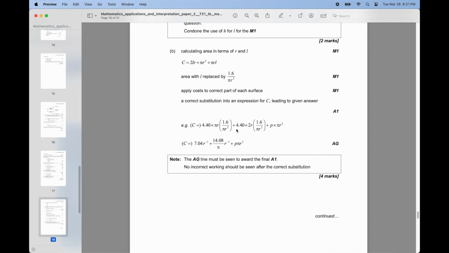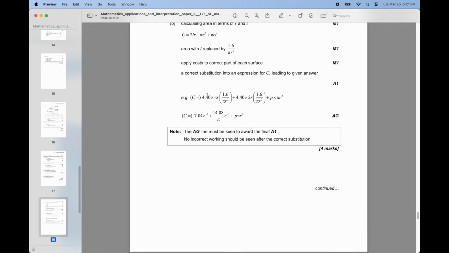So here's the mark scheme actually right here. After we write that out, there's some method marks right at the beginning. So area with L is replaced by 1.6 over pi r squared. And the question is, we've got this rather messy looking formula right at the end, and do you have to expand it to show that one thing is equal to the other? You don't actually. After all of the expansion, it's just a way to confirm that, yes, in the end, cost is equal to all of this business.